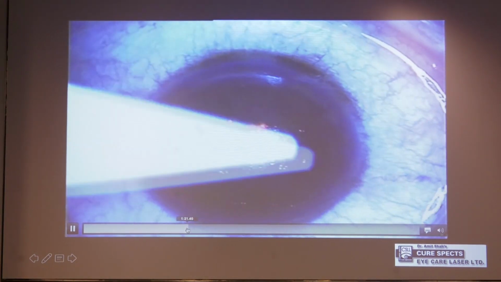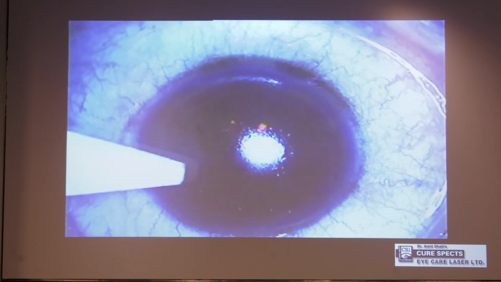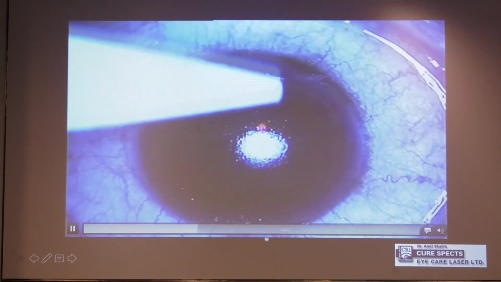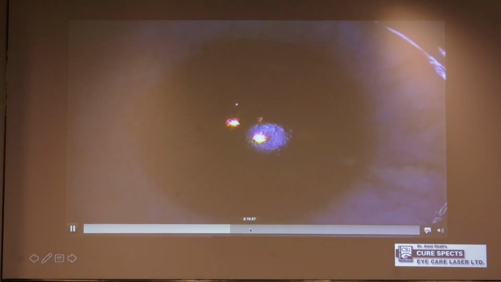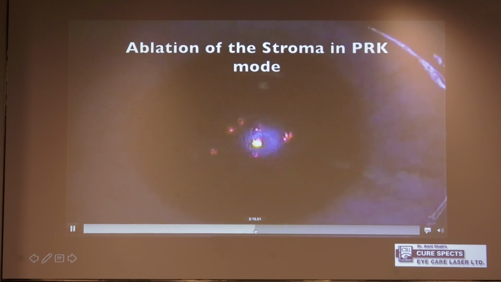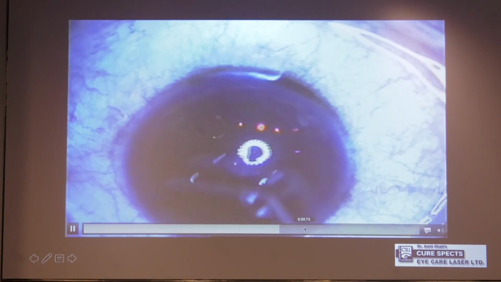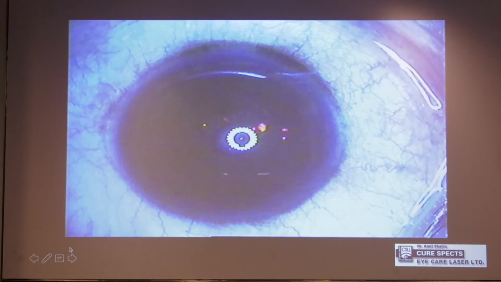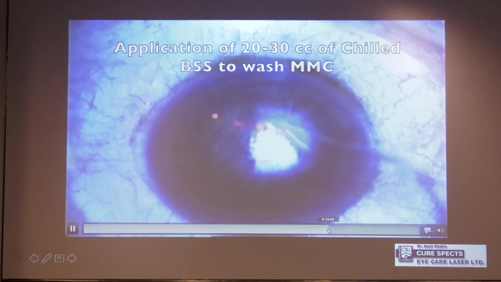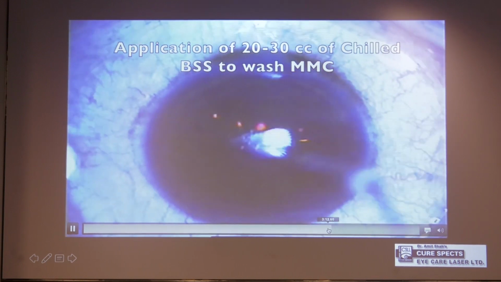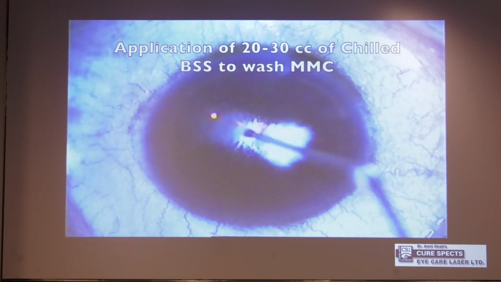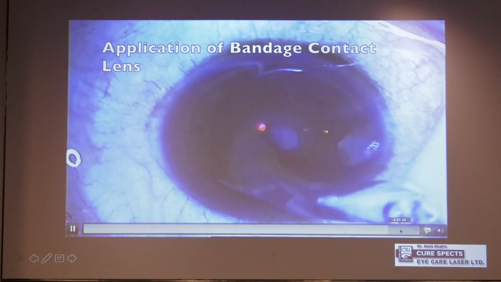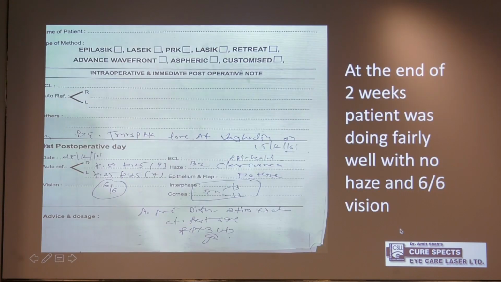Then we cool it down, because the temperature rises up to around 38 degrees, which causes significant heat if you don't allow enough time for cooling. So we did the cooling with a wet Merocel sponge. Then we went into the PRK mode and treated the patient as per the refraction. We have to apply mitomycin C to prevent haze, so we used mitomycin C 0.02%, applied as 1 diopter, 10-second exposure. Then we washed it with 20 to 30 cc of chilled BSS. We also used a ketorolac-soaked bandage contact lens. So we did everything perfectly, as we could for any surface ablation case.